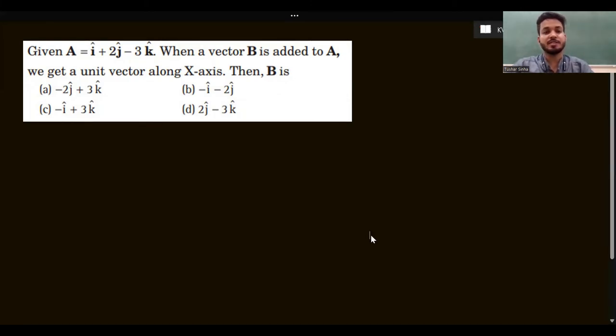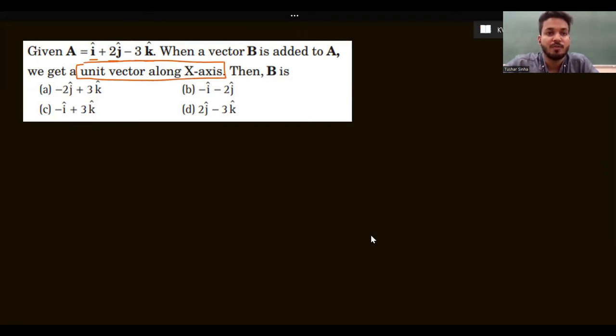Okay, so let us do this next question. In this next question, they are saying we have the A vector given to us: i cap, 2j cap, minus 3k cap. When a vector B is added to this A vector, we get a unit vector along the x-axis. This is very easy to understand. As soon as they say unit vector along the axis, I exactly know what this is.